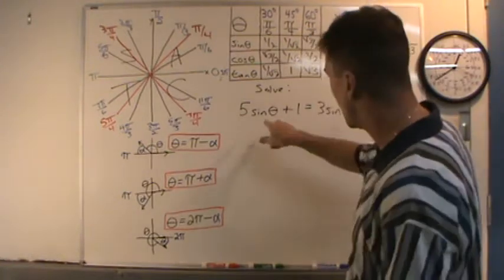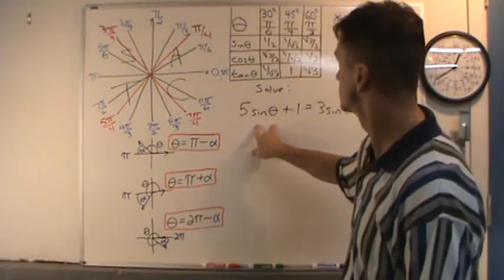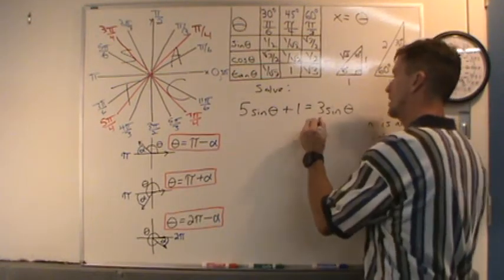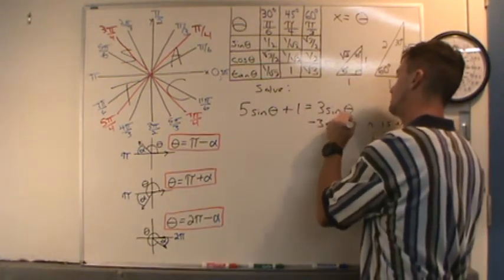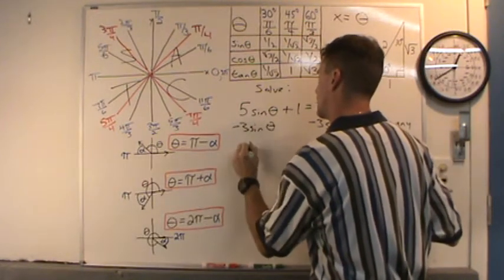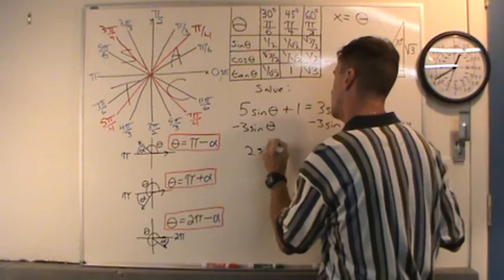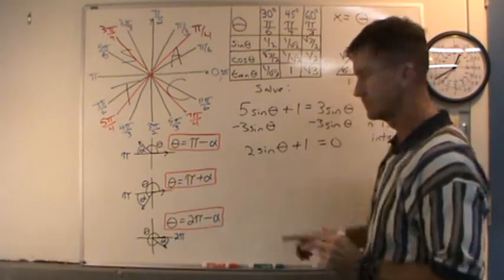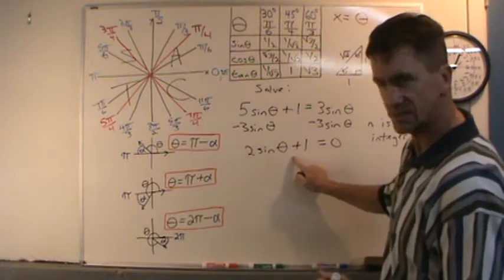First step, we want to isolate sine of theta so we can figure out one of the solutions. So let's subtract 3 sine theta on both sides. I get 2 sine theta plus 1 equals 0. I'll subtract 1 on both sides and then divide by 2.